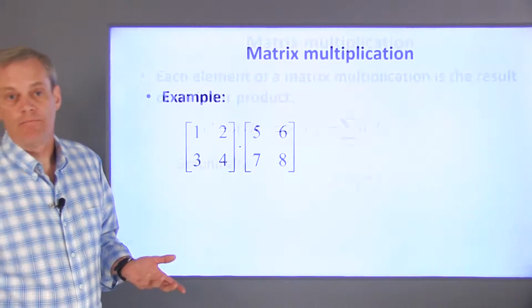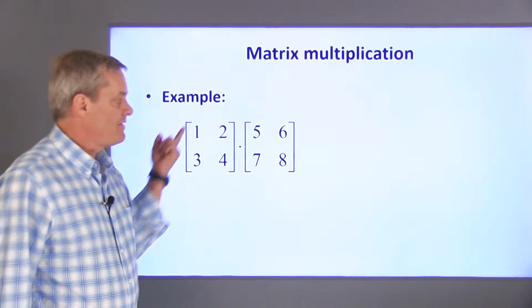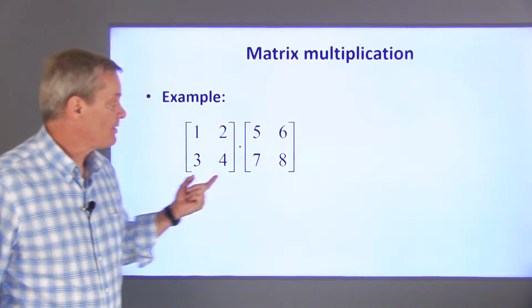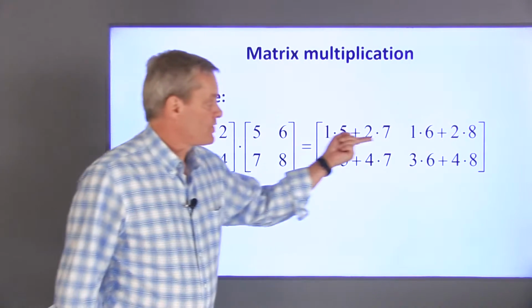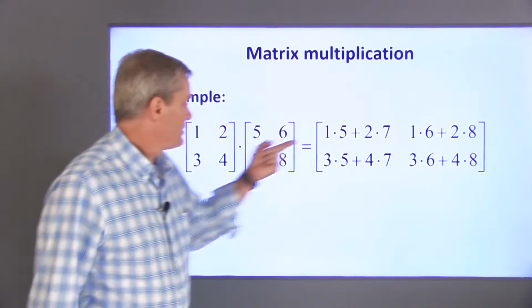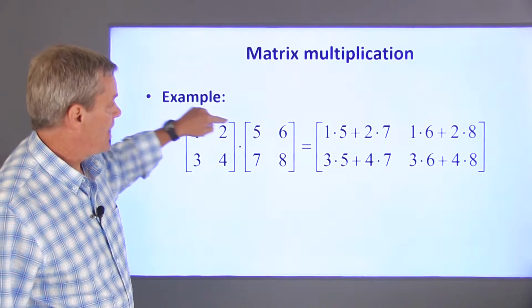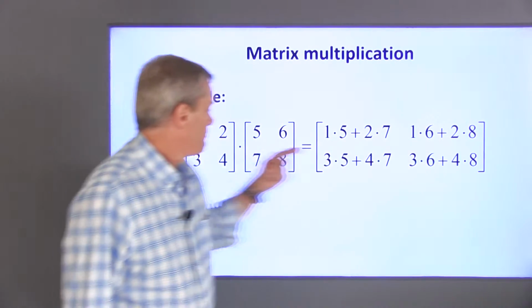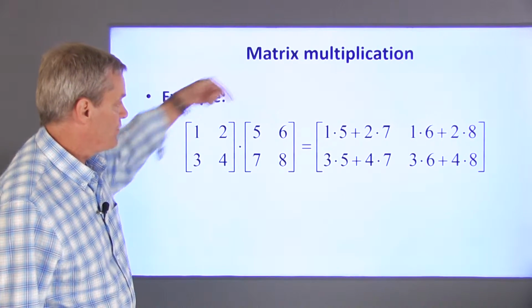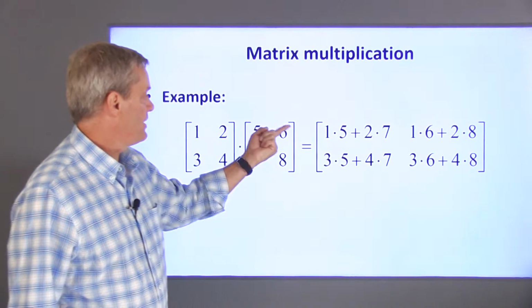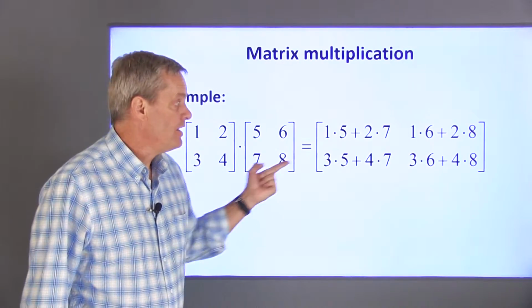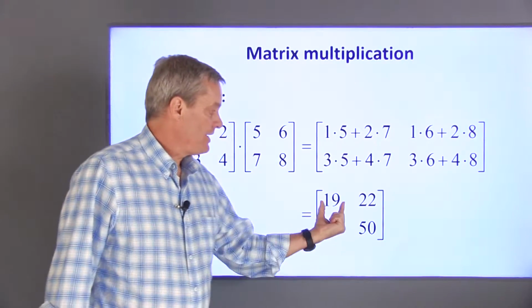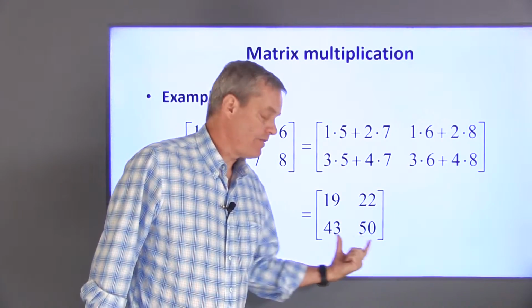Let's try a simple example. I want to multiply this matrix times this one. The element in the first row and the first column of the result is going to be 1 times 5 plus 2 times 7. The element in the second column first row is going to be the first row times the second column, which is 1 times 6 plus 2 times 8. So after I add these all up, I get 19, 22, 43, and 50.